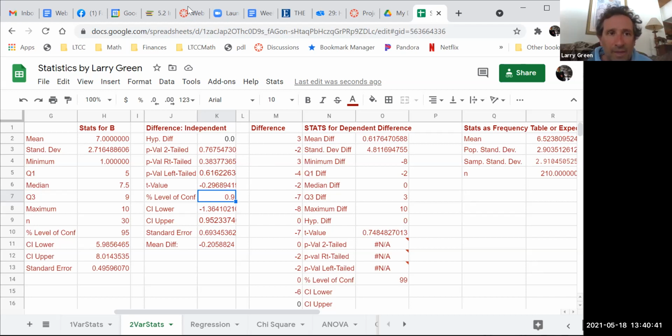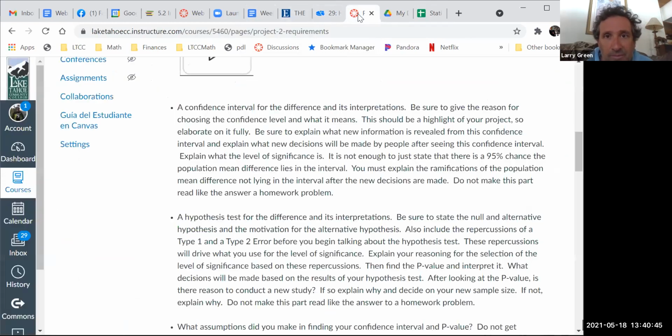Another thing you're going to have to do is, when you look at the p-value, are you happy with it? Remember, you're trying to reject the null hypothesis. If the p-value is lower than the level of significance, you're probably happy about it. You got to reject. If the p-value is very high, you may not be happy, but it's time to give up.